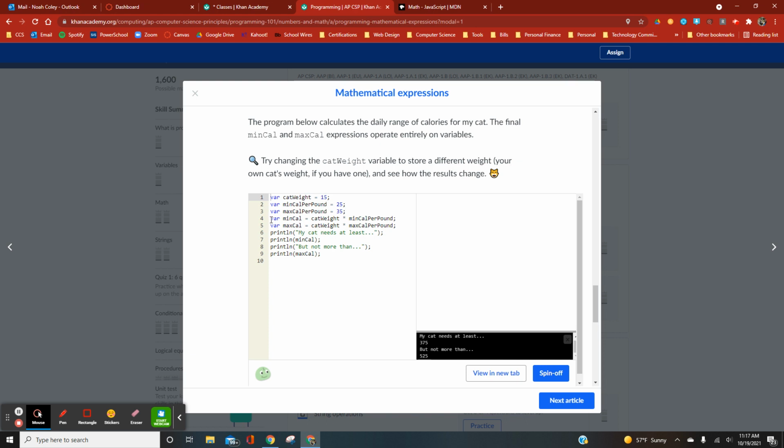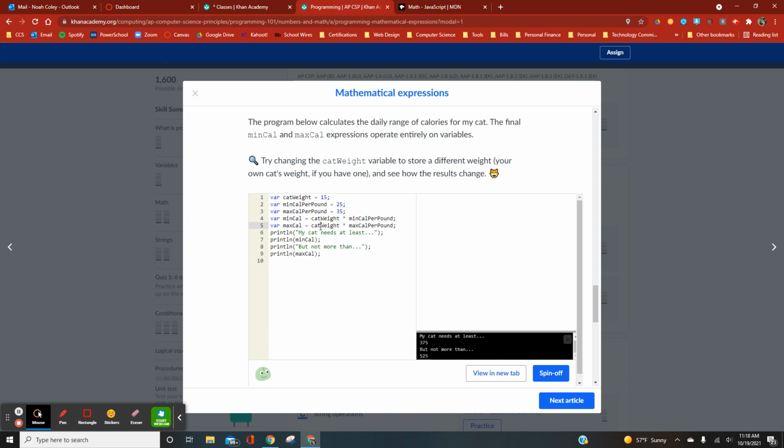Now, I'm looking for the minimum cal and the maximum cal. So here we go. Variable min cal is equal to the cat's weight times the minimum calorie per pound. So instead of typing 15 times 25, we would just write out the names of these variables. Cat weight times min cal per pound. We also want, so that's the low end. We also want to see the high end. A variable, max cal, equals cat weight times max cal per pound.